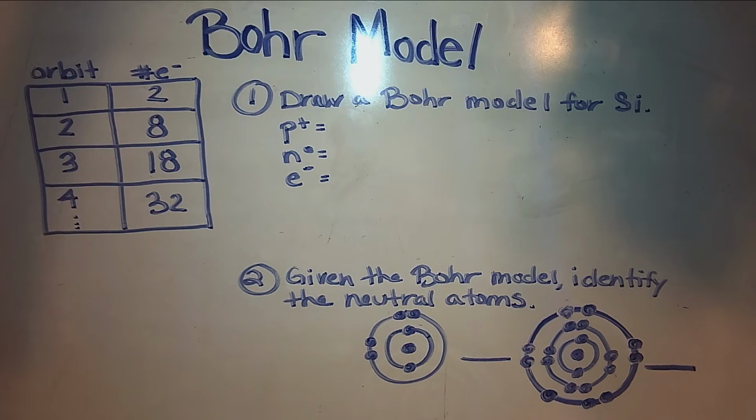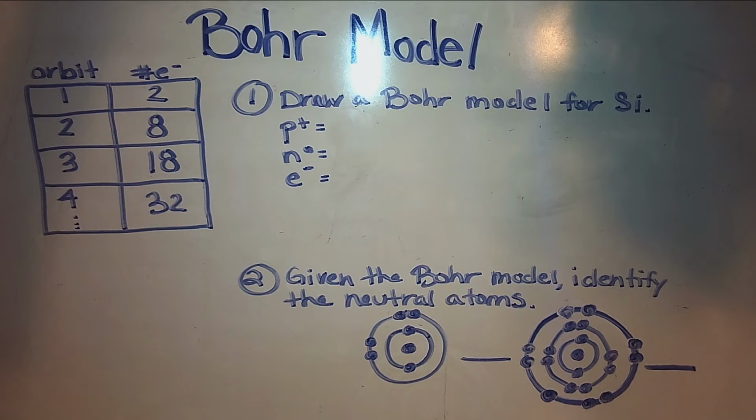Hey chemistry students, and welcome to your tutorial on the Bohr model. Today we're going to go through two examples together. In the first one, you're asked to draw a Bohr model given a certain element. And in the second, you're asked to determine the identity when you are provided with the Bohr models of two different elements. So in the first one, you're asked to draw a Bohr model for silicon.